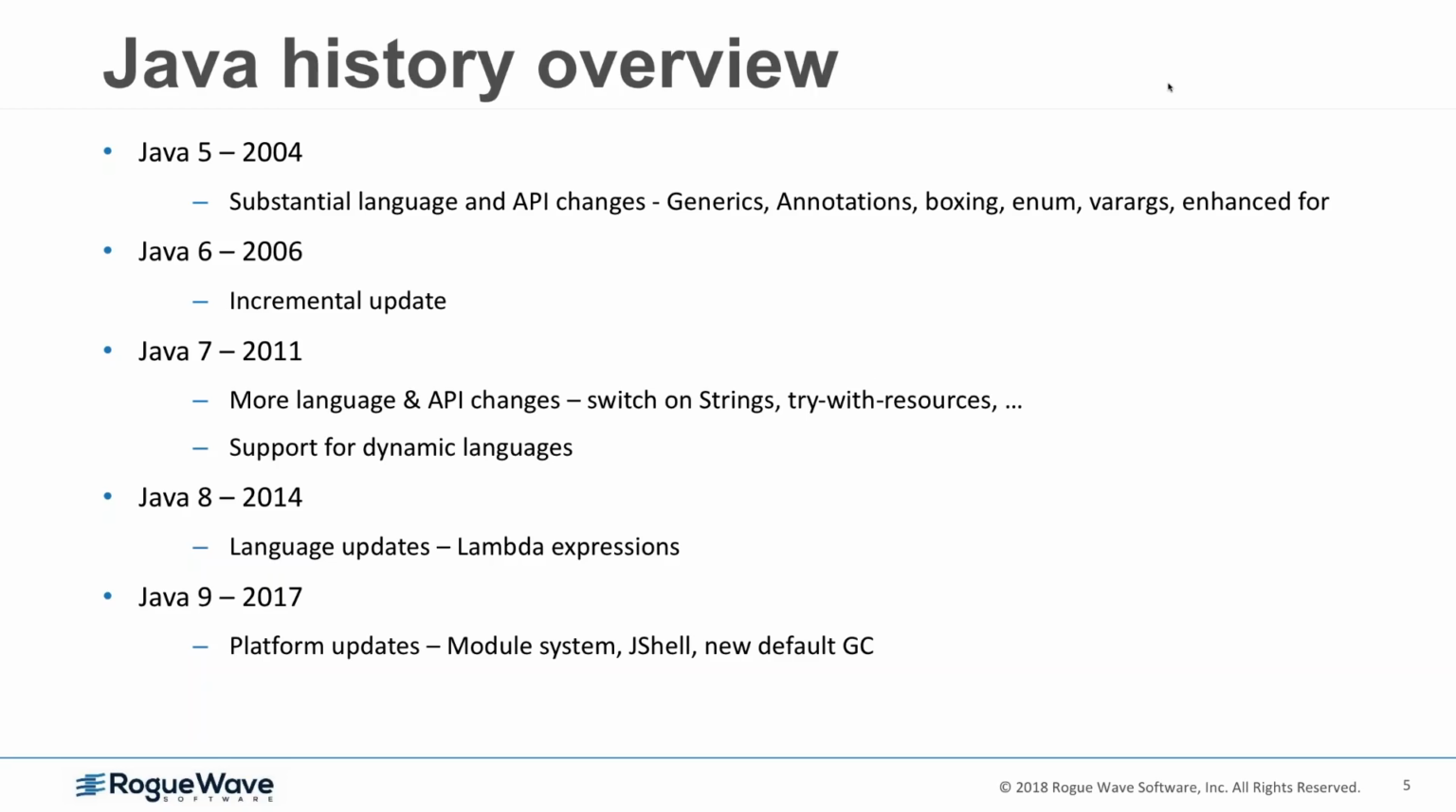Rod, do you remember why there's such a long gap between Java 6 and 7? Yeah, there was a Solaris eclipse in there somewhere, right? Exactly. This is where Sun Microsystems was acquired by Oracle.